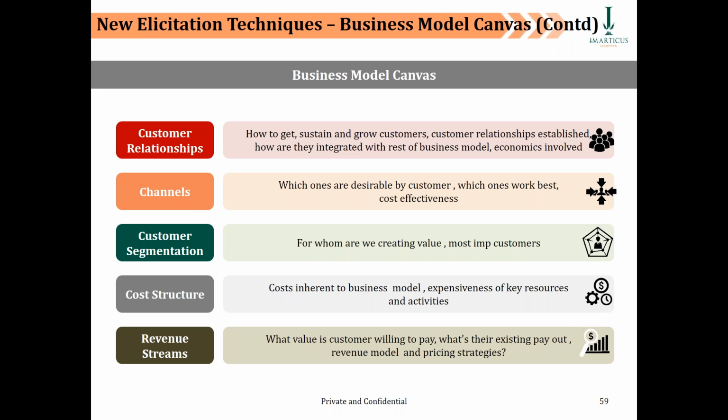Now, there is a slight difference. There are three categories of products. One is COTS, commercially off the shelf available. The second one is very custom designed.